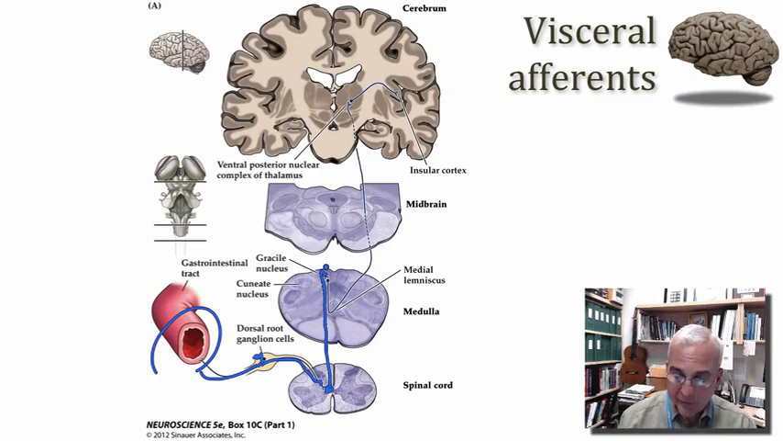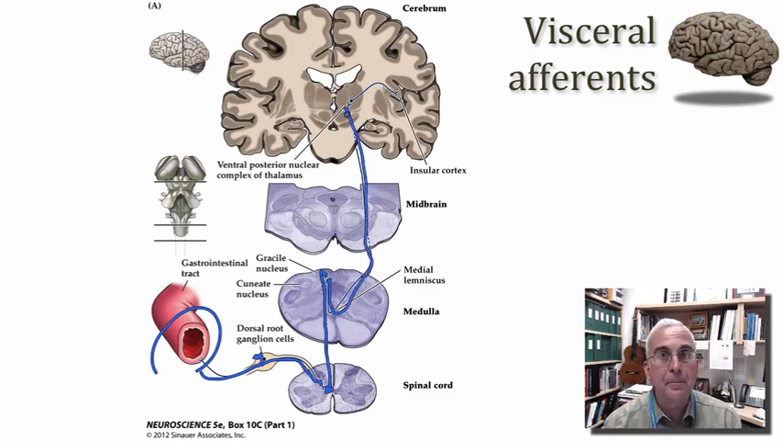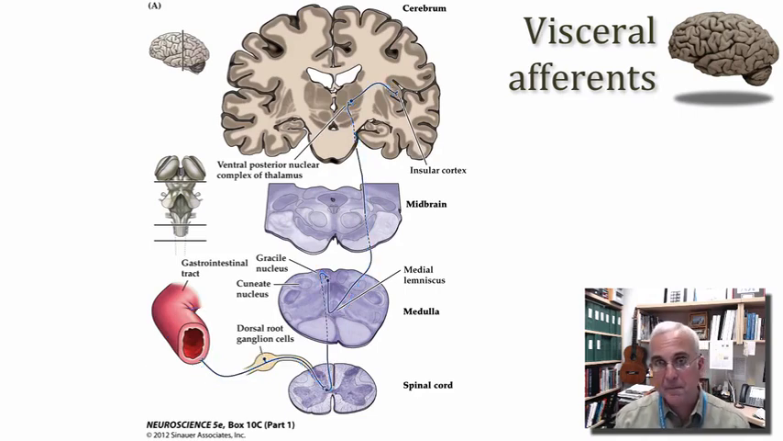And there they synapse with neurons in the dorsal column nuclei that grow an axon that appears to enter the medial lemniscal pathway and make synapses on neurons in the ventral posterior complex that project not up to the postcentral gyrus, but rather into the insular cortex, where representation of visceral sensory information seems to be elaborated at the level of the cerebral cortex.